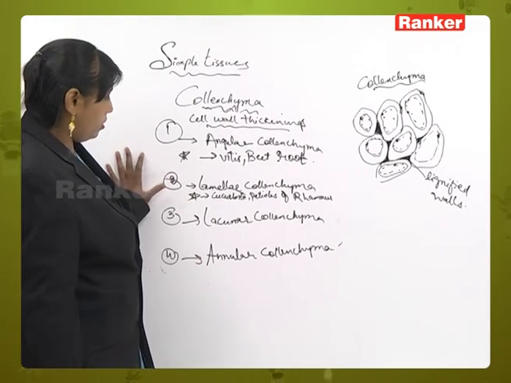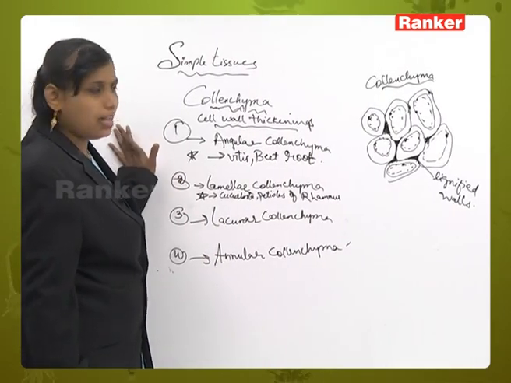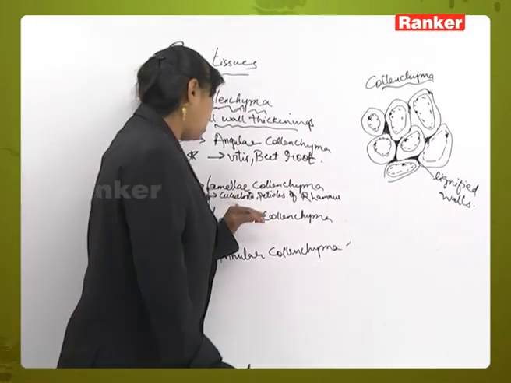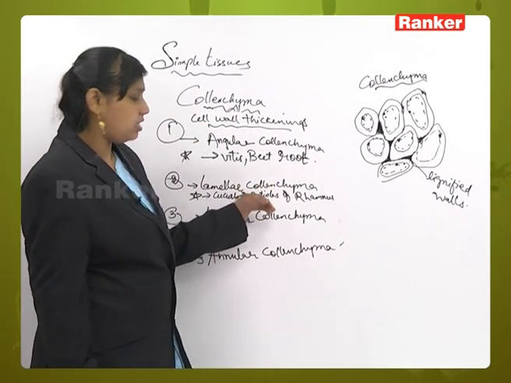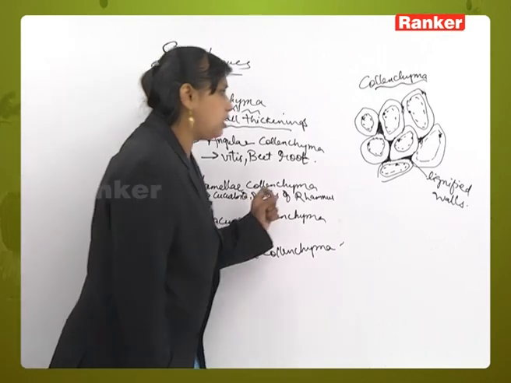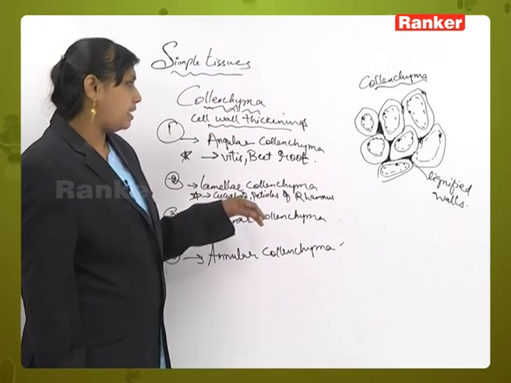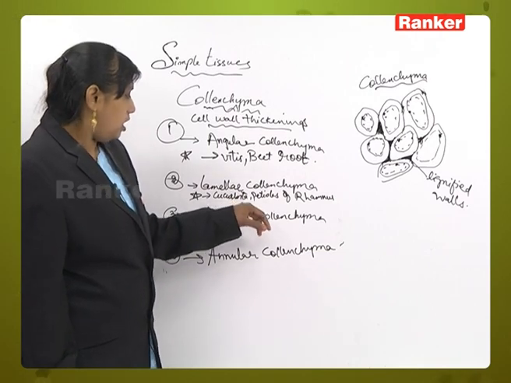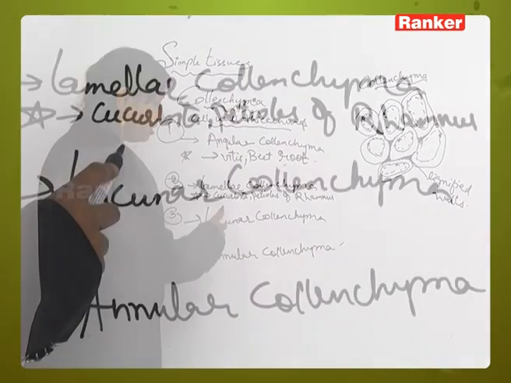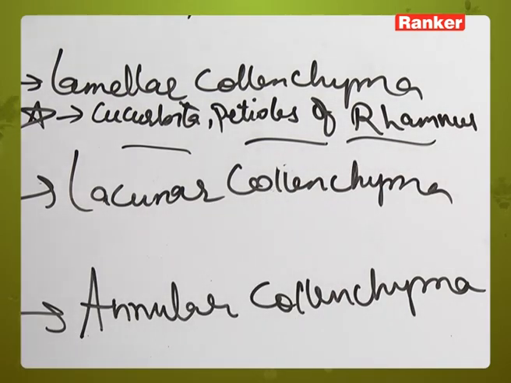Okay, another type of Collenchyma is lamellar Collenchyma. In this type of Collenchyma, the cell wall thickenings are deposited on the radial walls of the cells. The cells are arranged compactly, and the cell wall deposition occurs on the radial walls and transverse walls. The examples for this are cucurbita and petioles of rhamnus.